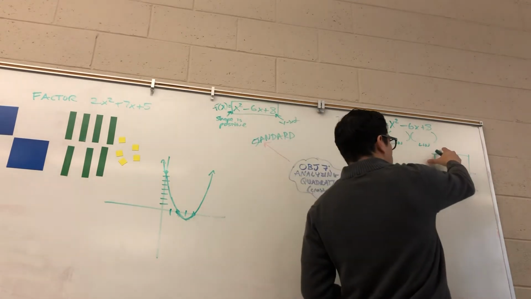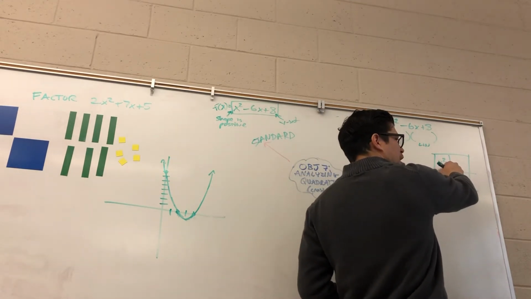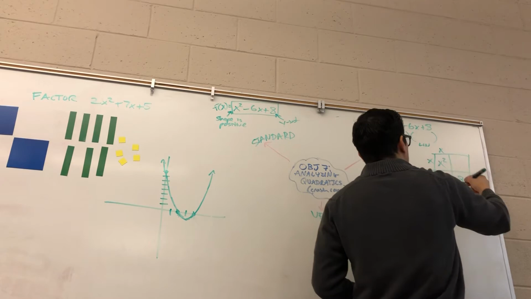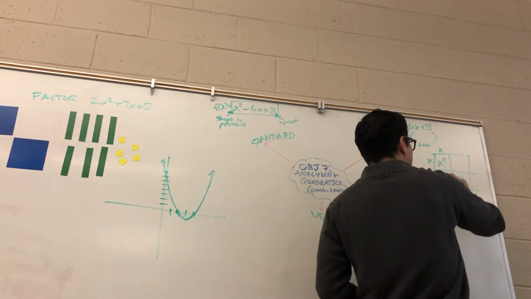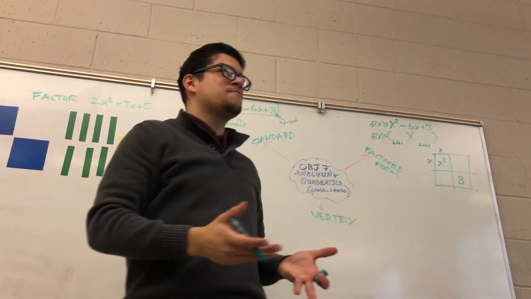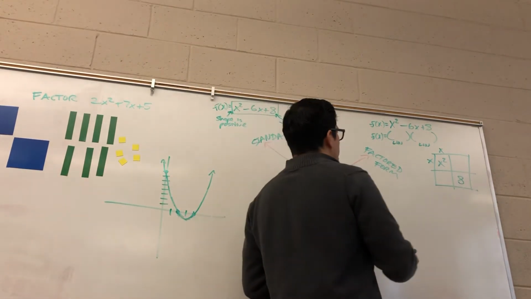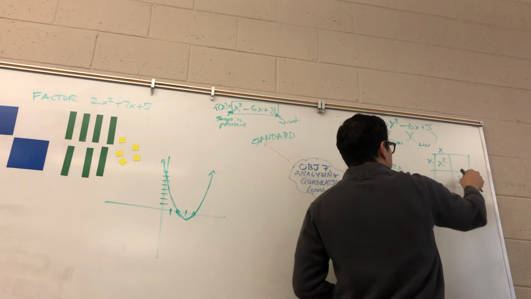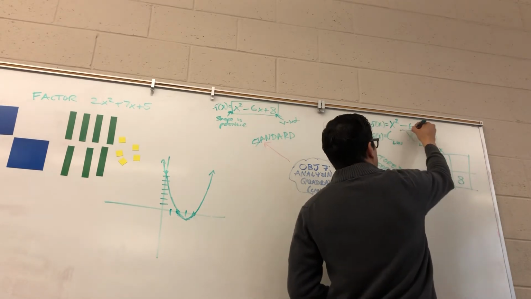What 2 factors will multiply to give me x squared? X and x. X times x. And what two factors can multiply to give me 8? Am I looking for any two numbers that multiply to 8? It's also going to be negative 6x. Very good. I need two numbers that multiply to 8, but also their sum needs to be negative 6.